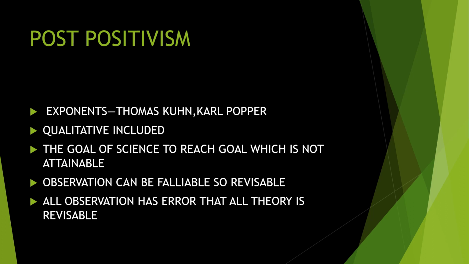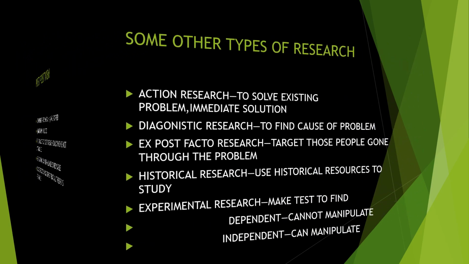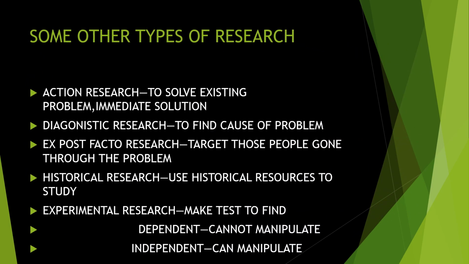Okay. We are going to the last area of this class: some other types of research. These are simple topics they may ask in the question paper. Action research: a lot of times they have asked, what is action research? It is to solve an existing problem, an immediate solution to a problem. If you see the word immediate, no doubt the research is action research. If some questions relate to an immediate solution, you give the answer as action research. Action research is research to solve immediate problems.